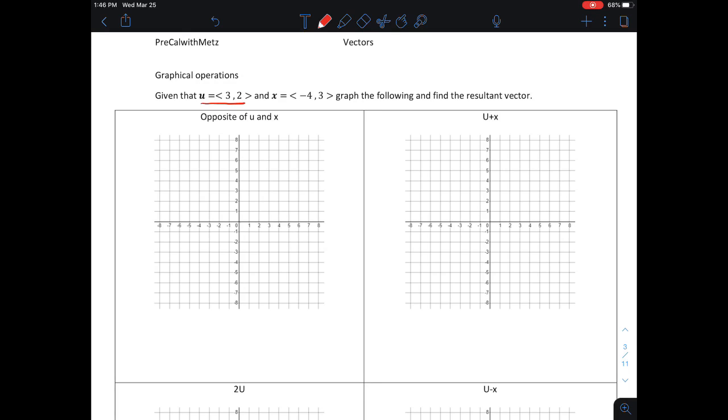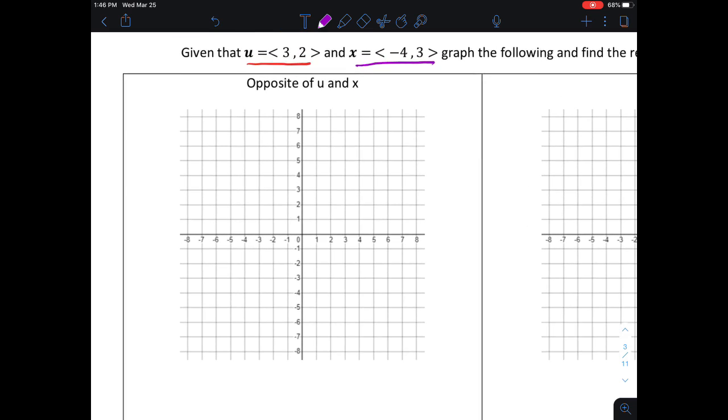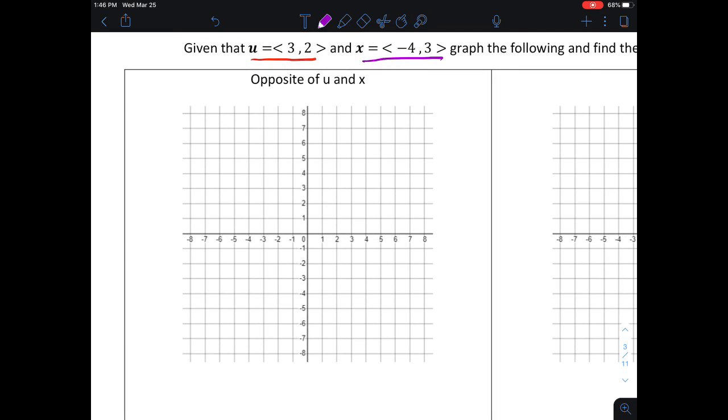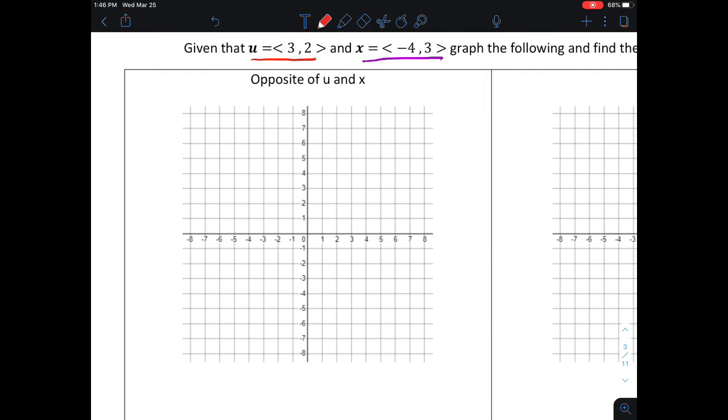And so I'm looking at this first vector, that's vector u, 3, 2, and I have the vector x, that's negative 4, 3. And remember, that's the component form for each individual vector. And I have some operations here that we want to do. So I want to find vectors that are the opposite of both u and x to begin with. Well, an opposite vector points in the opposite direction.